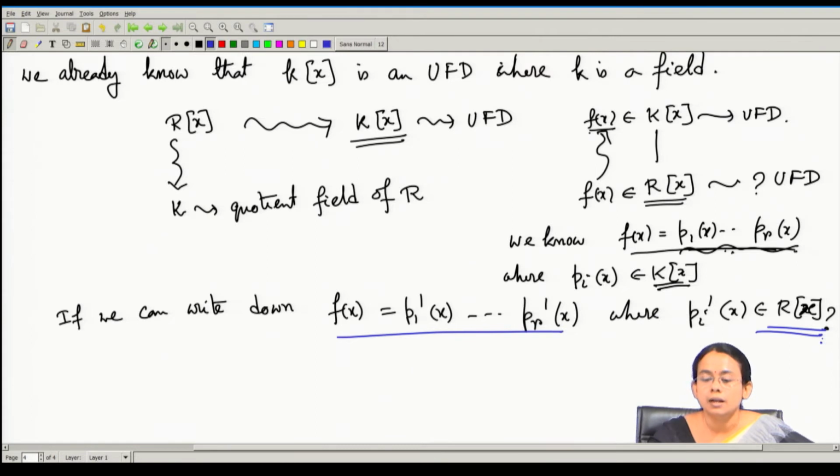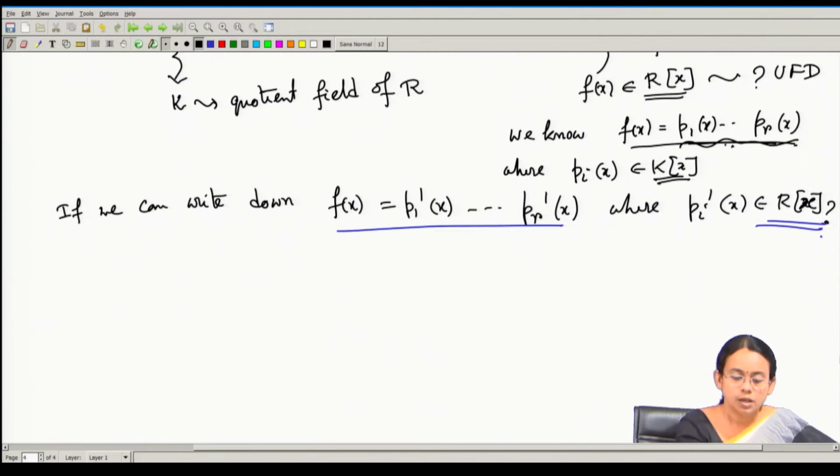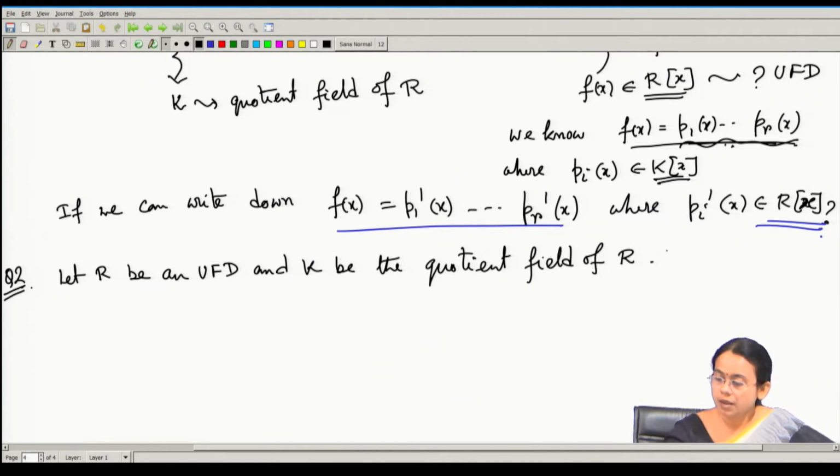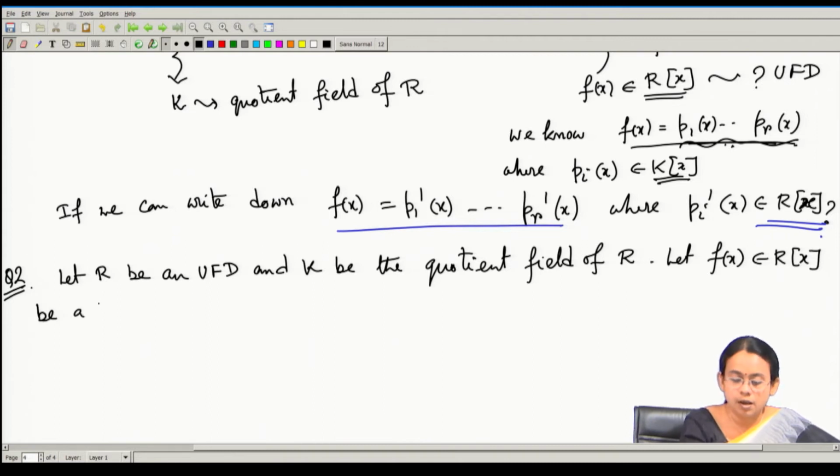So, the next question that I would like to pose is the following. Question 2: let R be a UFD, and K be the quotient field of R. Let f(x) be a polynomial in R[x].